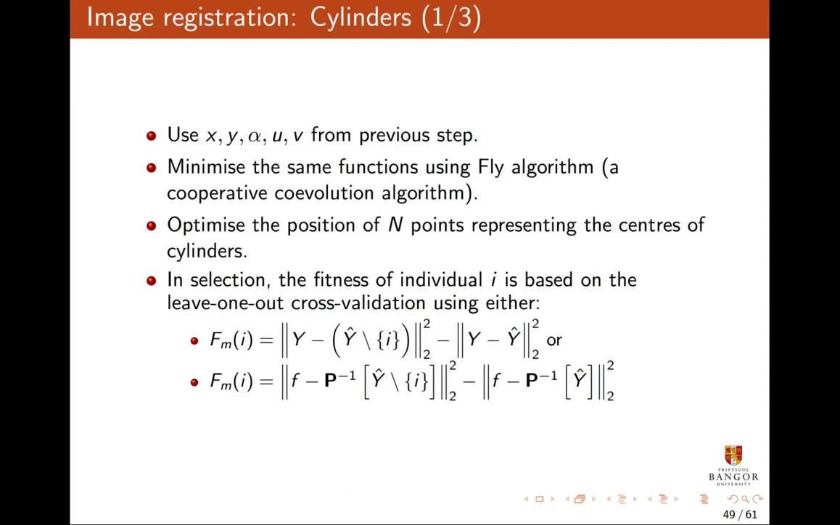Now, we want to have the tungsten fiber, so we're going to use a fly algorithm because this is very popular. This is an algorithm that is used to find 3D points in the space. So we're going to optimize the position of endpoints representing the centers of cylinders. And to know how good these points are, we're going to use leave-one-out cross-validation. So again, we can work on the projections or on the reconstructed images.